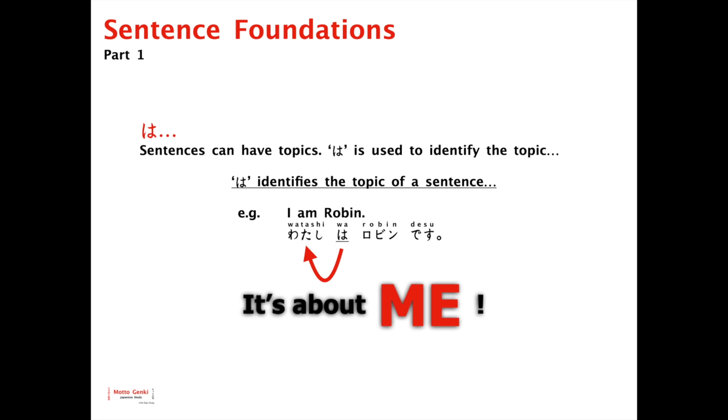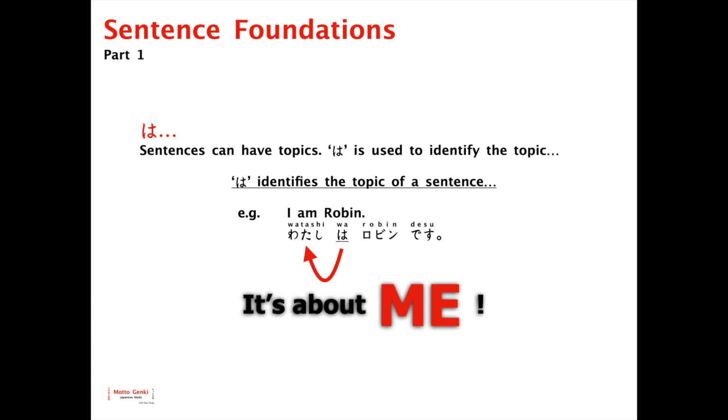Next, we're going to look at wa. If you look on a hiragana chart, this symbol here, you will see written as ha. However, in this context that we're going to talk about, it's pronounced as wa. So, when to use this? In a sentence, there can be a topic of the sentence. That's the thing that you're talking about and that the following sentences may be referring to. To indicate to somebody what the topic of a sentence is, we use wa.